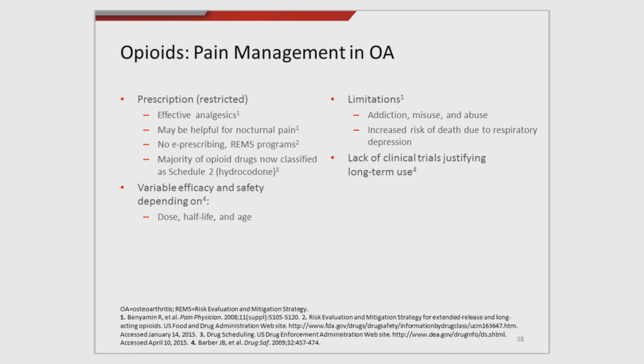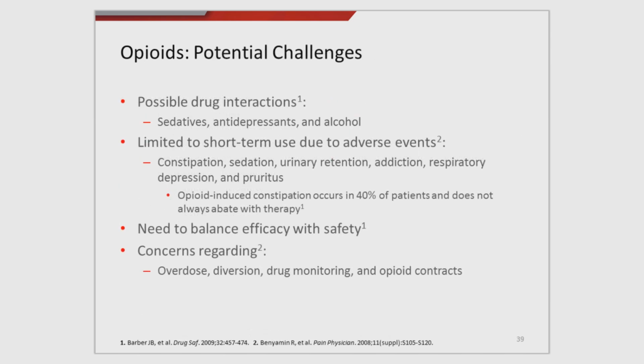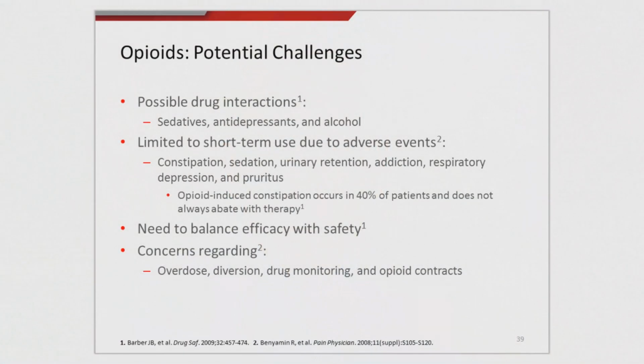And because we're dealing with primarily older patients, we have to be careful about the type of dosing that we're using with opioids, their half-life, and again, the age of the patient. When looking at potential challenges with opioids, we have to consider that some of these patients are on antidepressants or sedatives. Of course, alcohol consumption can sometimes contribute to some of these depressive effects. If we're going to use these agents, we should think about recommending limited or short-term use of these drugs, considering all the side effects such as constipation, sedation, addiction, and respiratory depression. And again, while thinking about all this, balancing the efficacy and safety.